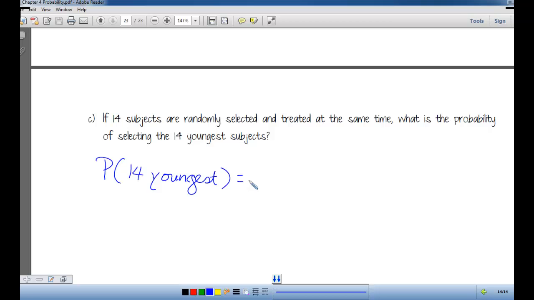Okay, we can always go back to our classic formula for probability. That would say we're going to look at the number of ways in which we could select the 14 youngest. How many ways can we do that? One, right? There's just going to be one way in which we select the 14 youngest. And then altogether, how many ways can we select 14 where the order doesn't matter? 120. Okay, 1 over 120. Questions about that? Okay, very good.